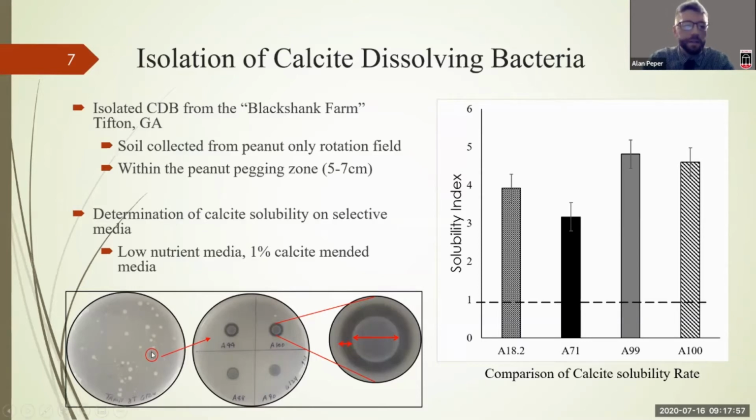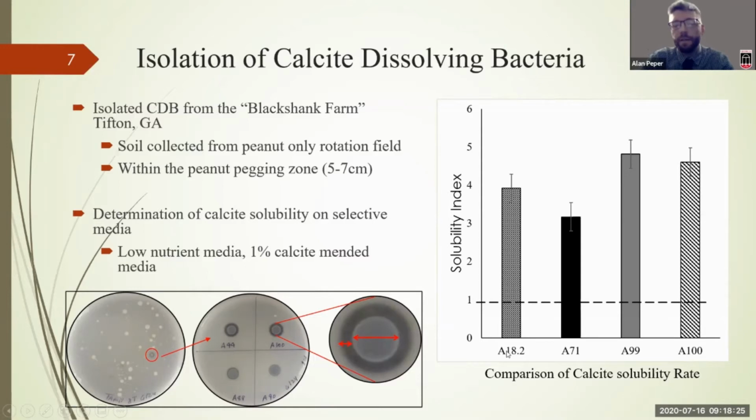You can see here that these other bacteria do not form this halo. This halo, or clear zone formation, is the actual calcite being dissolved into soluble calcium. So within this halo is soluble calcium, and this is the bacteria growing here. Based off of this measurement of the colony versus the halo formed, we used a formula to create a solubility index.